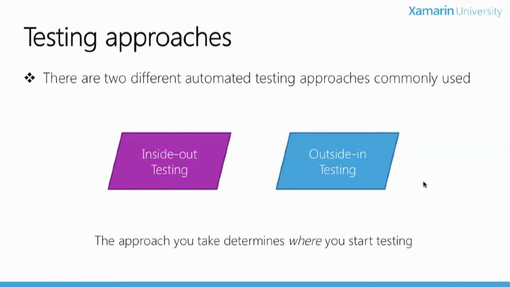And it's worth noting that the inside-out testing actually refers to where you start testing. So we're testing from the internals of the application out through the layers to eventually the user interface. And outside-in testing actually tests from the user interface back into the internals of the application. So let's have a look at the two styles, and we'll start with inside-out testing.